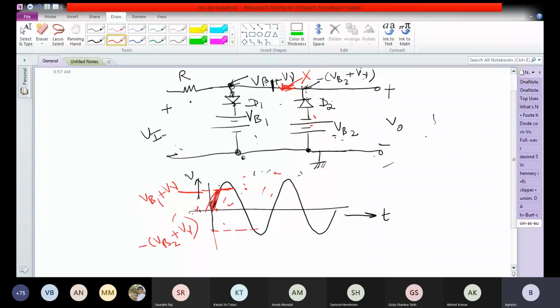Similarly, the diode D2 will make sure that the voltage at point X does not fall below minus VB2 minus V gamma. Because when the voltage at point X falls below minus VB2 minus V gamma, diode D2 starts to conduct. And when diode D2 starts to conduct, the voltage at point X is held fixed at minus VB2 minus V gamma. So therefore, it comes here, and then the diode D2 turns on, and therefore here it stays constant. Again, it goes here, stays constant, comes here, goes here.